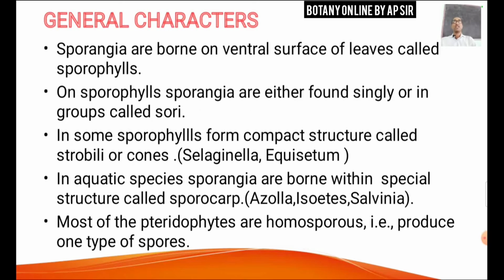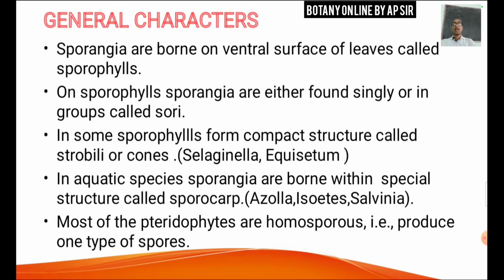Now sporangia, where are they found? They are borne on the ventral surface of leaves called sporophylls. So leaves bearing the sporangia are called sporophylls. Okay. Then we come to know about sori. On sporophylls, these sporangia are either found singly or in groups called sori. When they are found in groups, they are called sori.